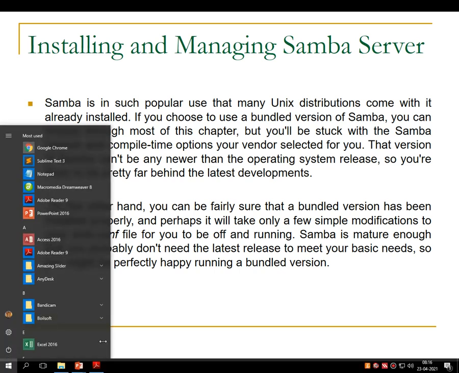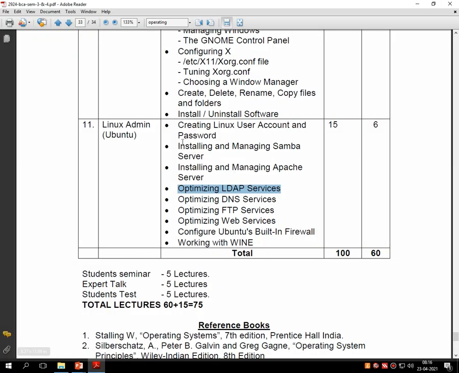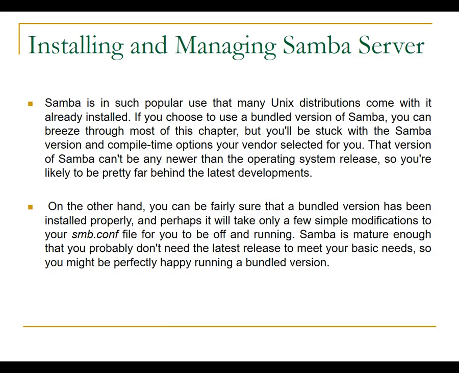The next thing that we have to discuss is the installation of Samba Server and managing the Samba Server. This sounds something funny: what is Samba? Mind well, this is not Samba, but it is a Samba. Samba is one type of web server which is only supported by the Linux distribution.